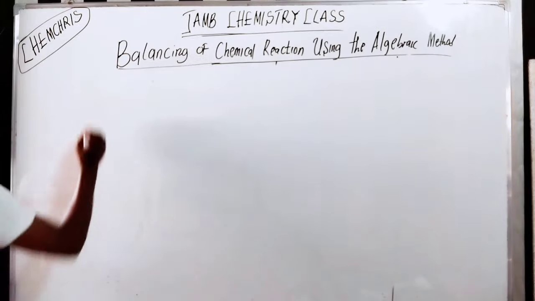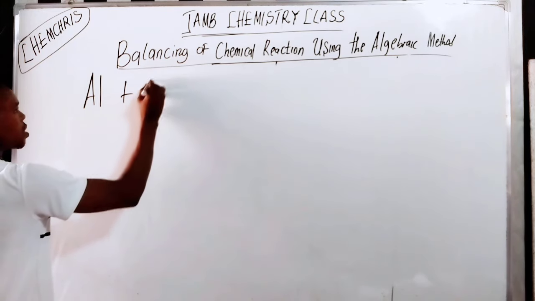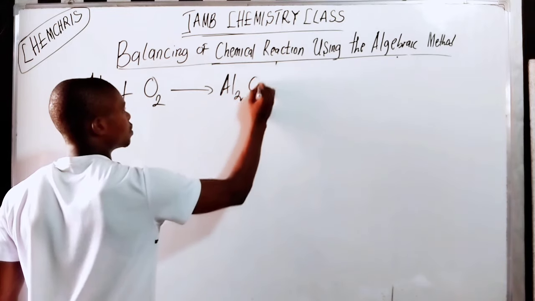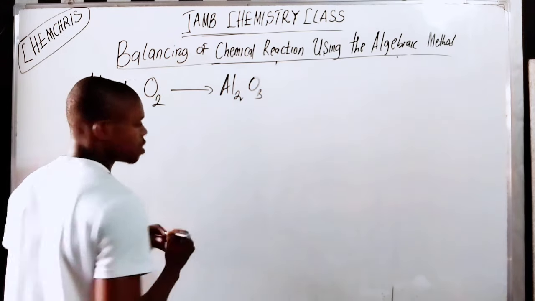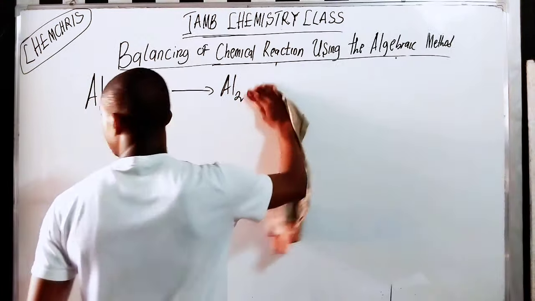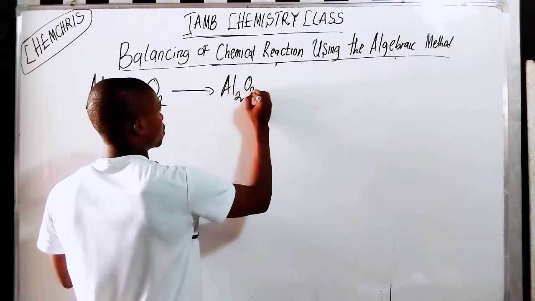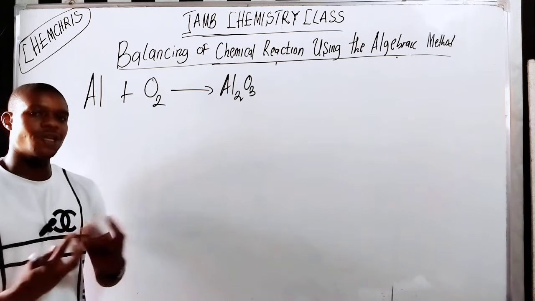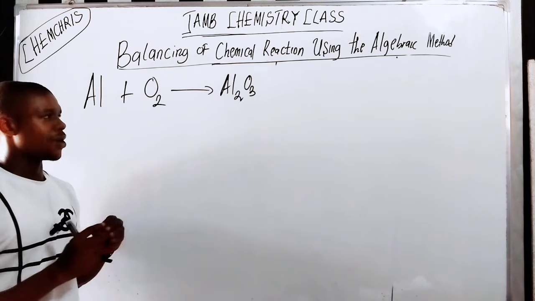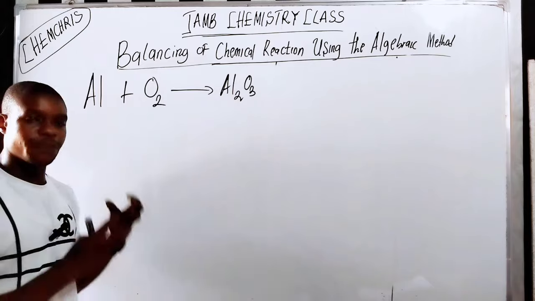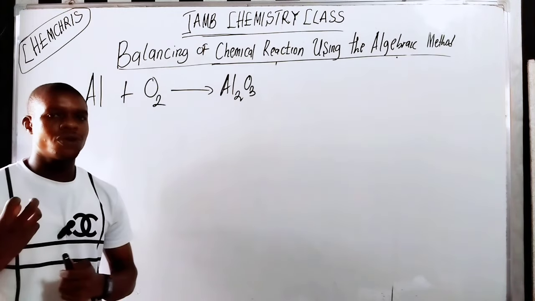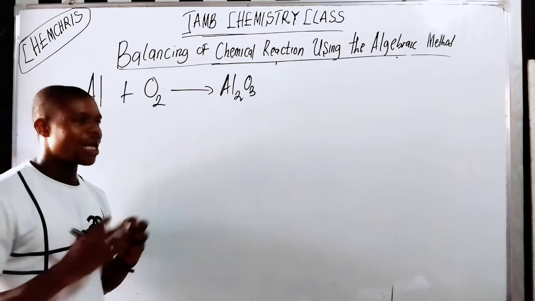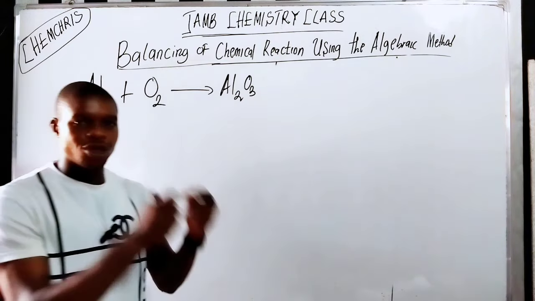So let's look at the next one. Okay, let's look at this one here. This one is a little bit more complex than the other one. Now, if you try to use the special method to balance this reaction, it will give you a tough time, because you are using the trial and error method. So that's why you want to master the algebraic method.